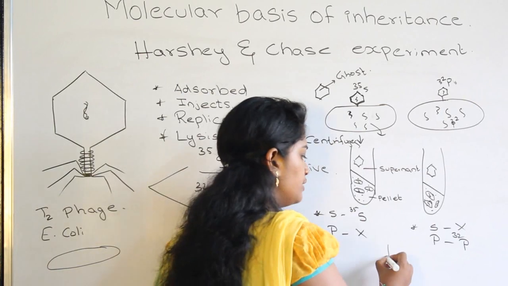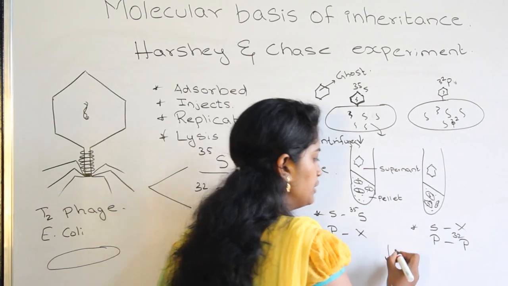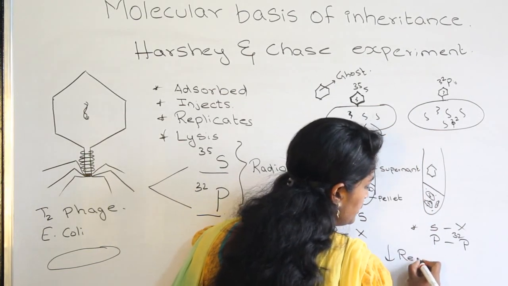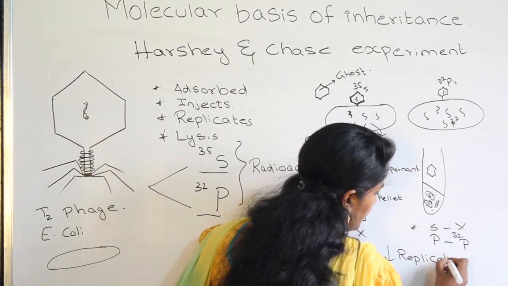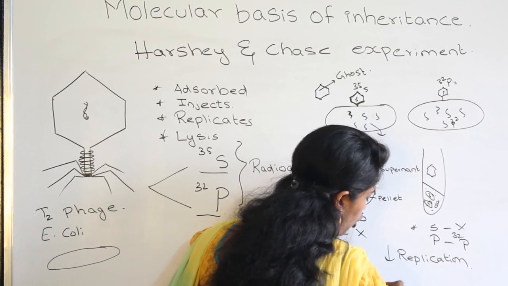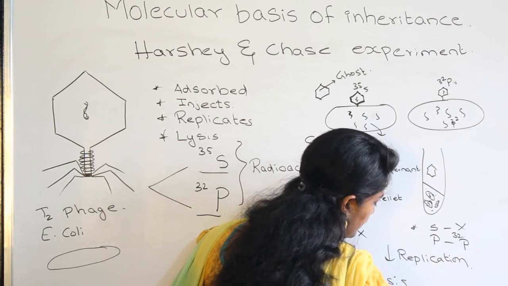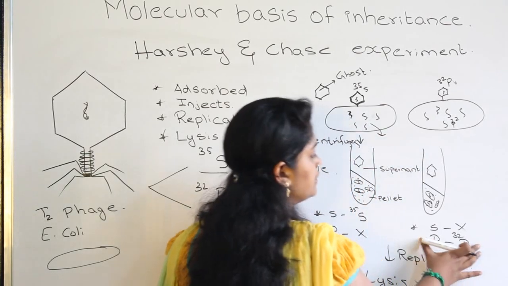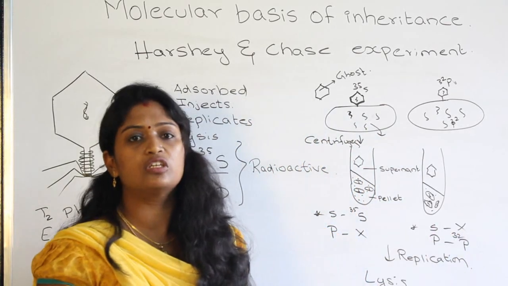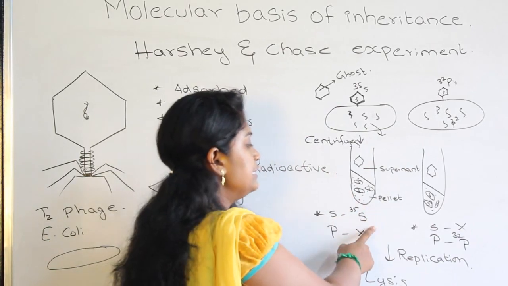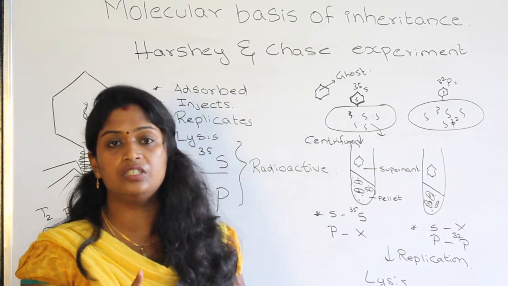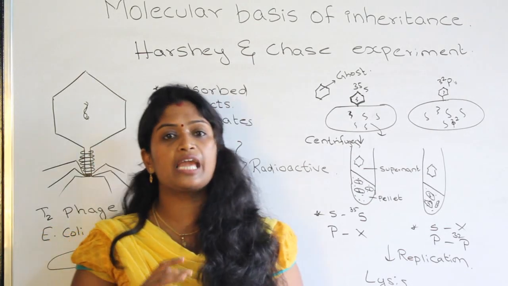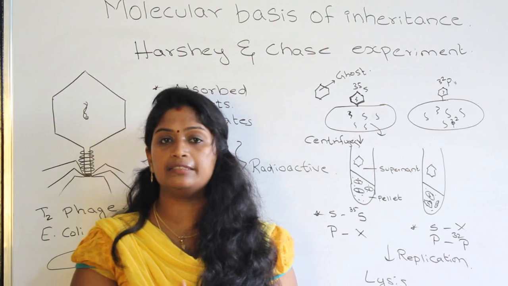After that there is a release. Once there is infection, we have replication. After replication, we have the lysis of the bacterium, and there is a release of the T2 phage. In this case the T2 phage consists of phosphorus 32, whereas in the other case there was no sulfur 35 in the T2 phage which was released. So from this they came to the conclusion that DNA is the genetic material.